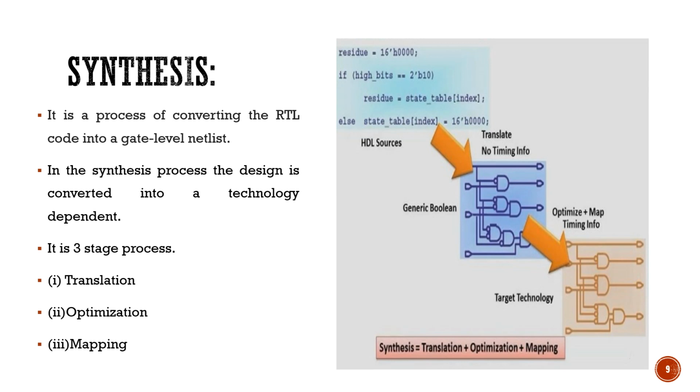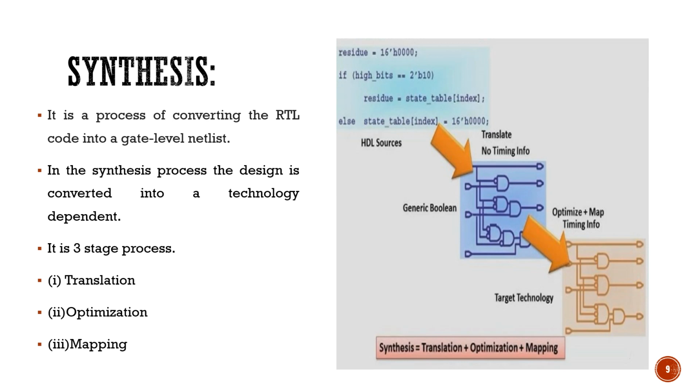So translation. What does translation represent? You could see in the right hand diagram that the RTL code, written either in Verilog or VHDL, has been converted to a Boolean expression. That is what translation means. Translation is the process of converting an RTL code into a Boolean expression.